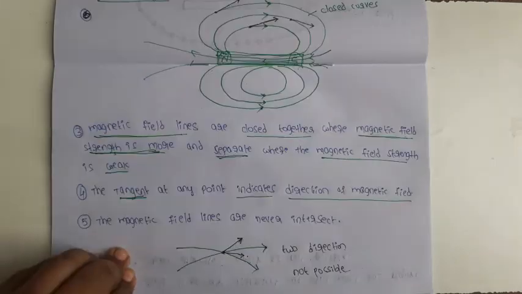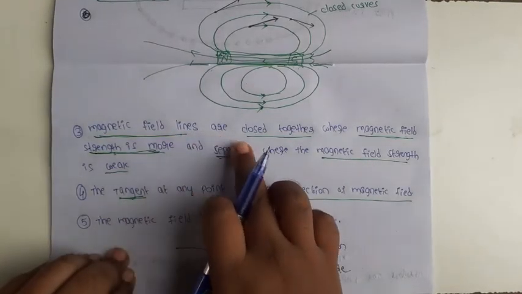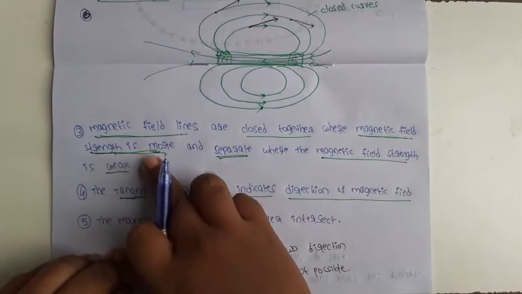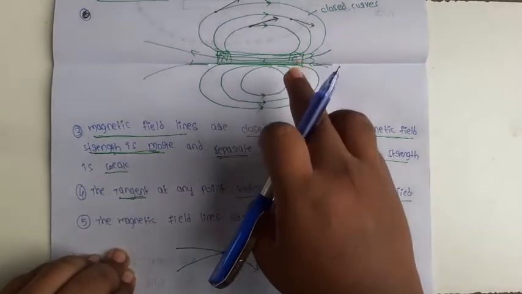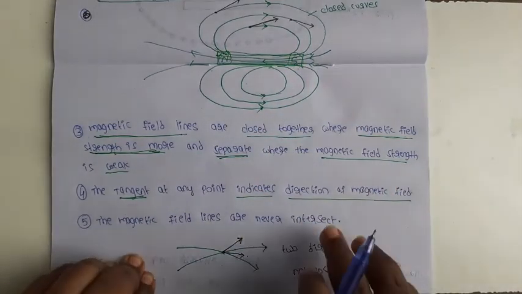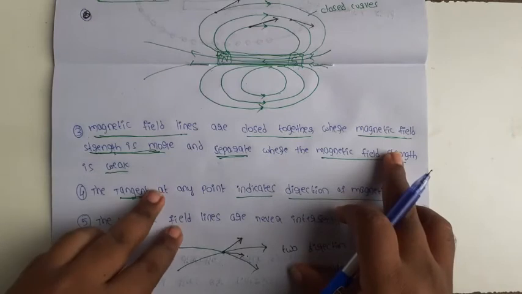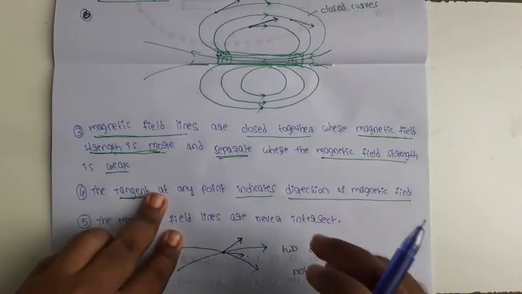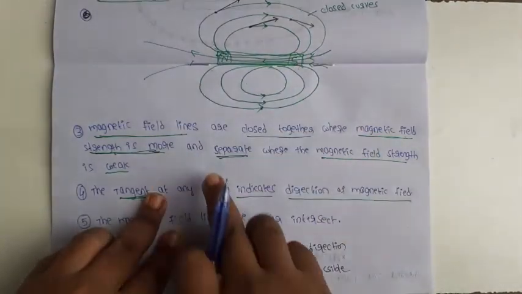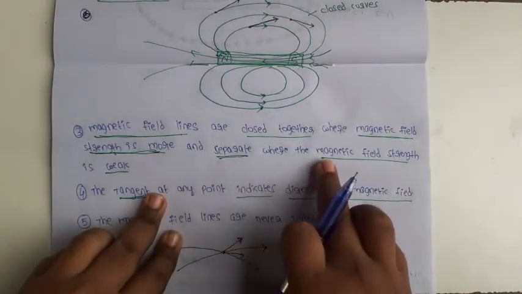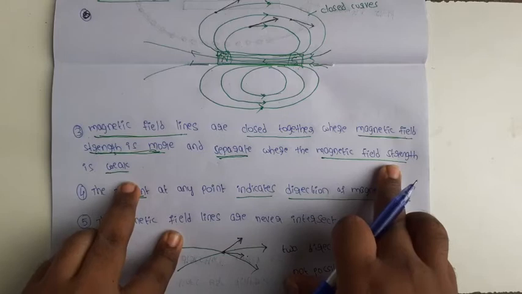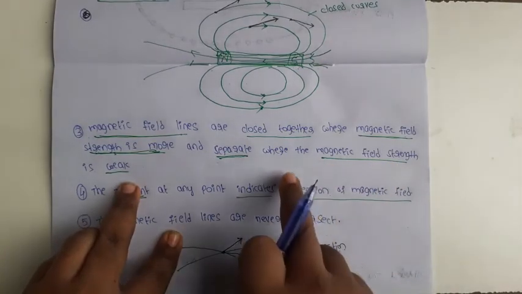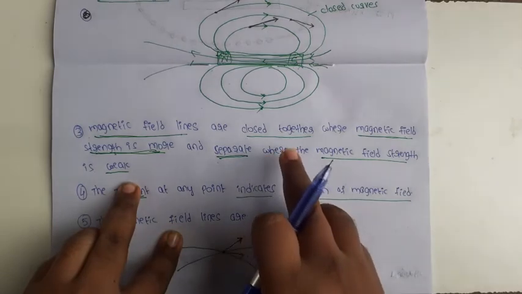Third point: magnetic field lines are close together where the magnetic field strength is more. At which point is the magnetic field strength more? At the poles, where the magnetic field lines are close together. And they are separate where the magnetic field strength is weak. At which point is the magnetic field strength weak? At that point, magnetic field lines are separate.